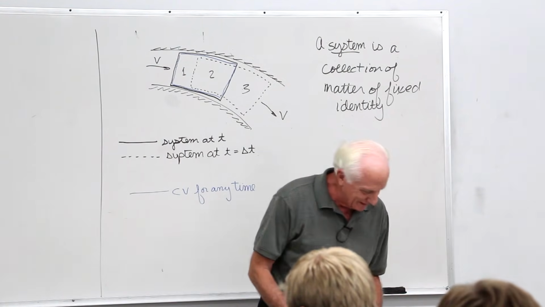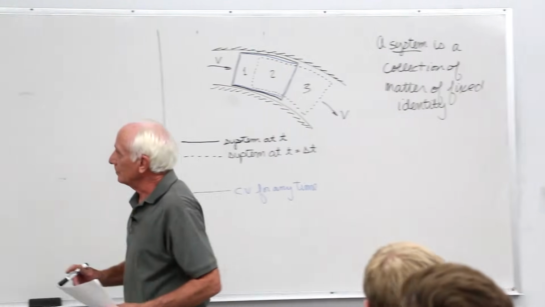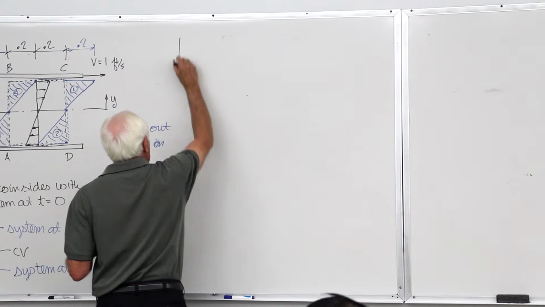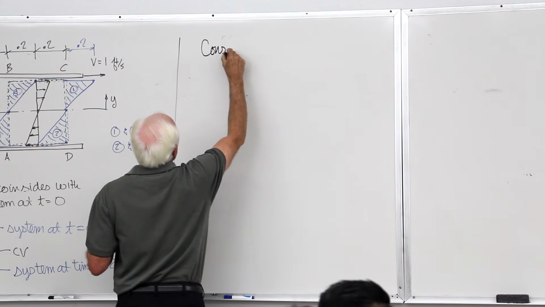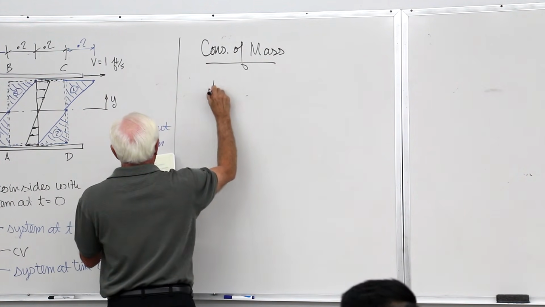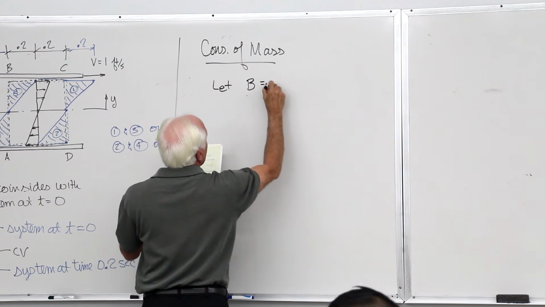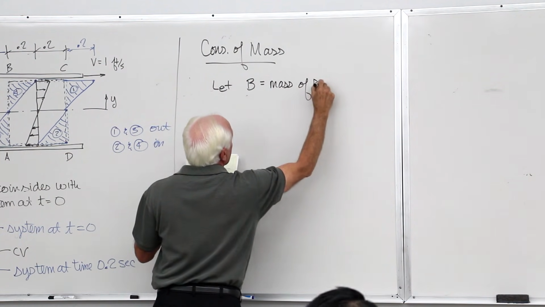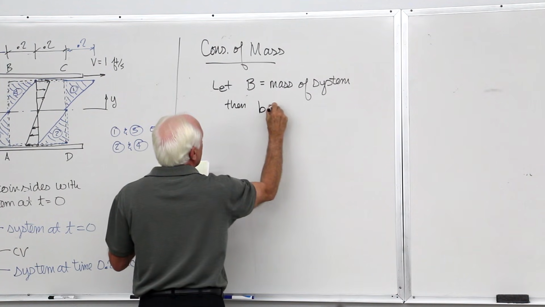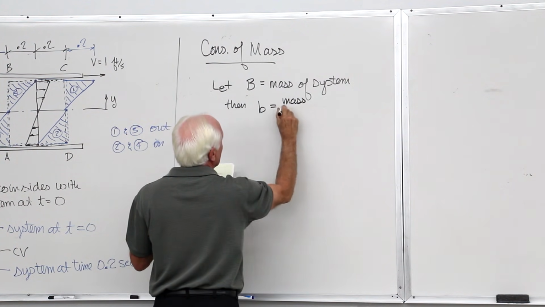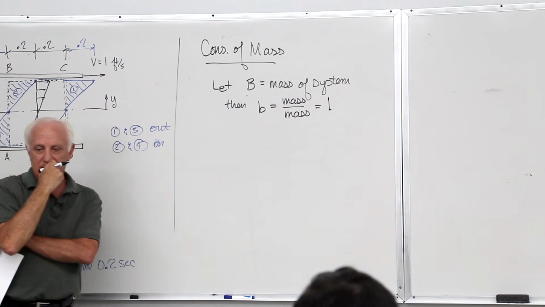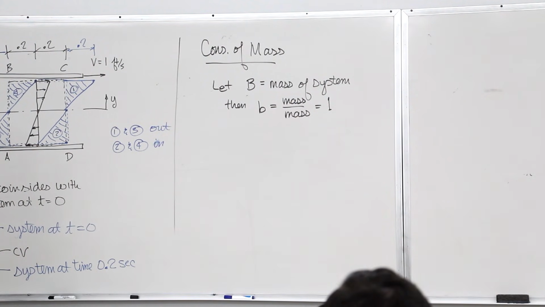So yeah, some things are pretty straightforward. So let's look at our mass then. Let's put it right here. Call this the continuity equation, or conservation of mass. Let capital B equal the mass of the system. Then little b equals the mass of the system divided by mass. So of course little b just becomes 1. Kilograms per kilogram is 1. Dimensionless, in other words.